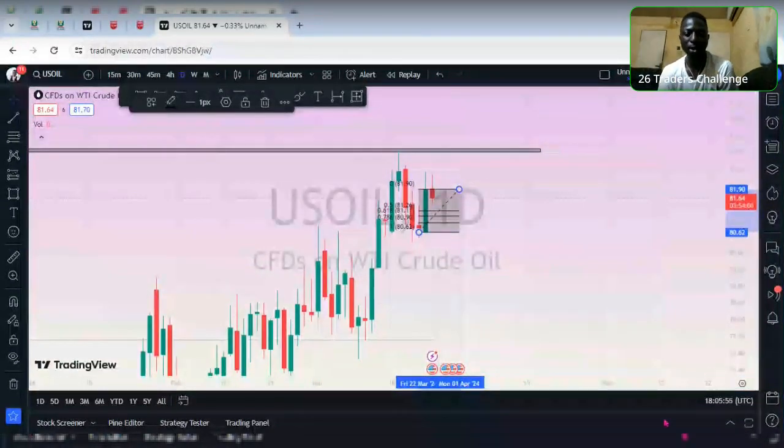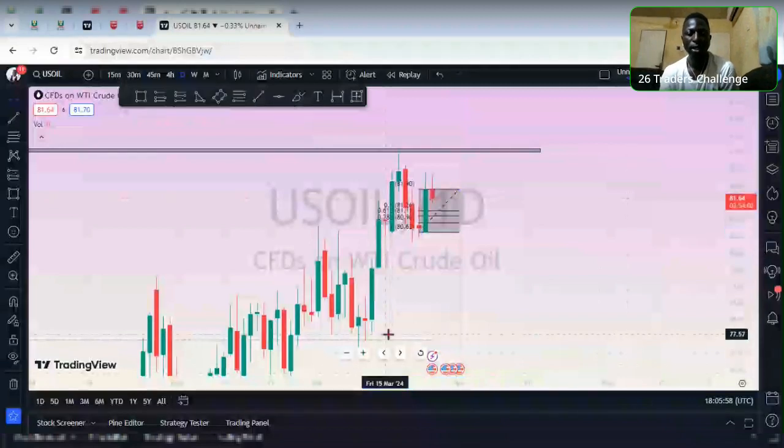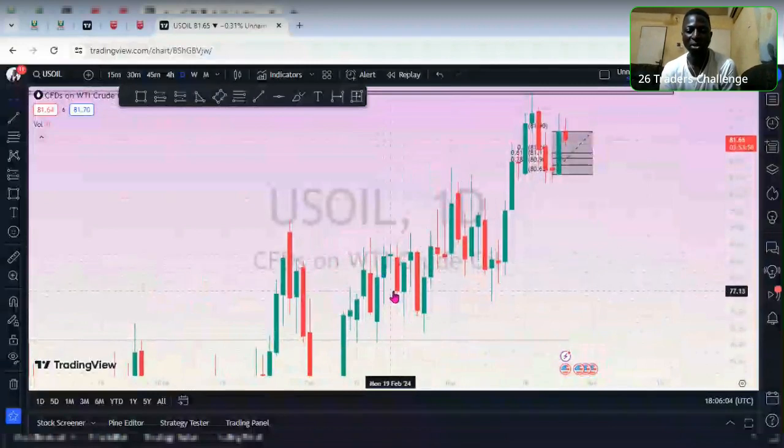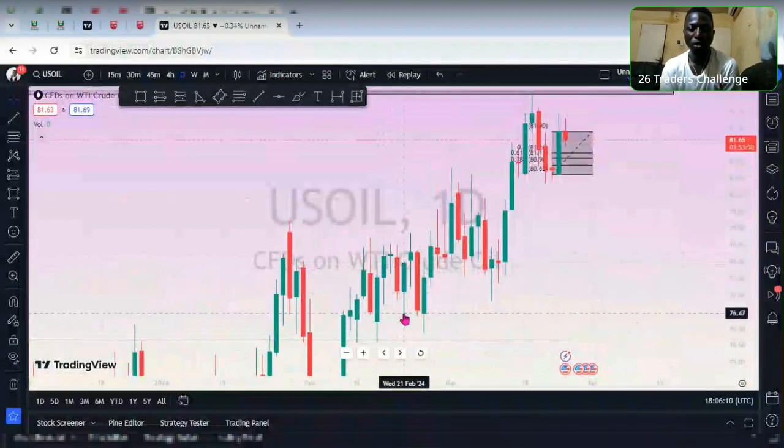Let's check it backward. Look at here. We had an imbalance here. Market went all the way, came down, played 50%, went all the way up again. Eventually, it came back to this point. So it cleared almost 100%.